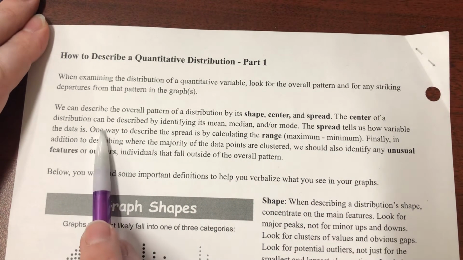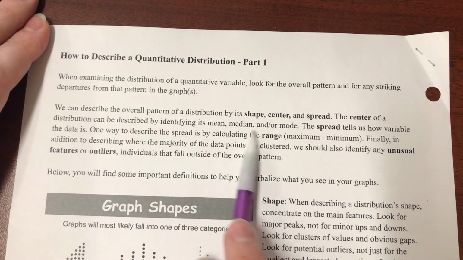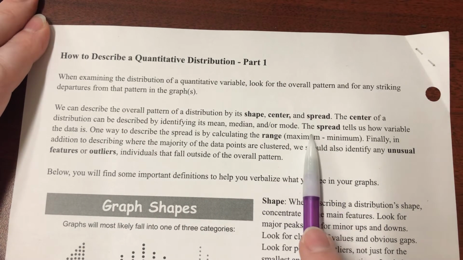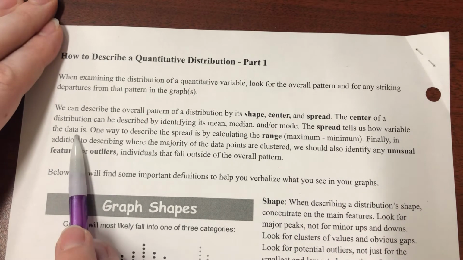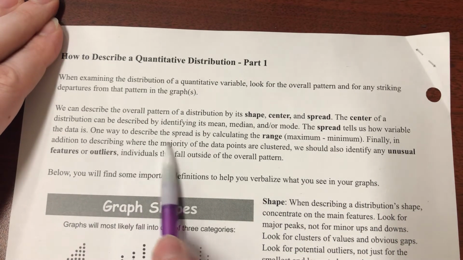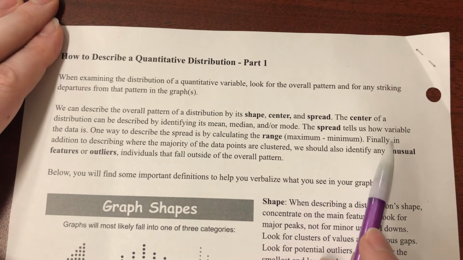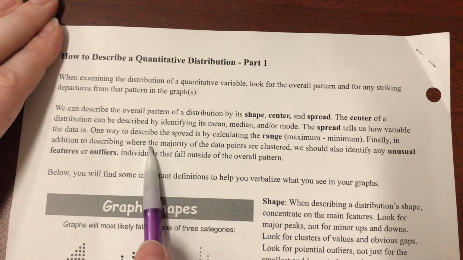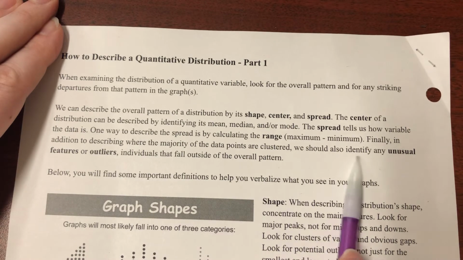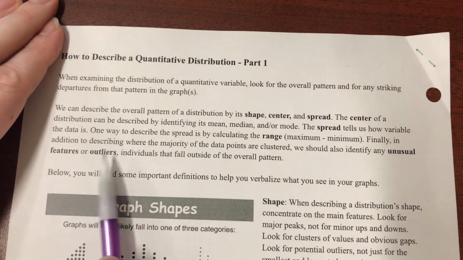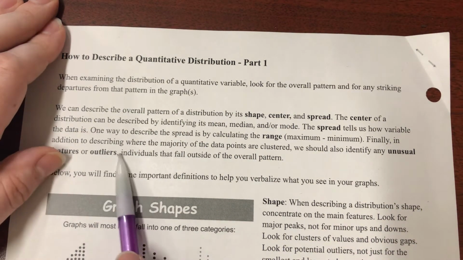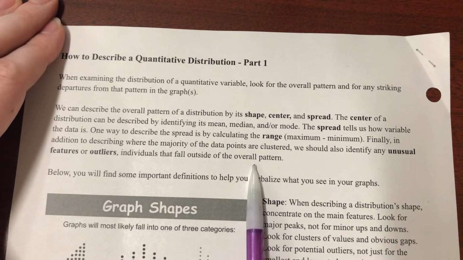The center of the distribution can be described by identifying its mean, median, and/or mode. The spread tells us how variable the data is. One way to describe the spread is by calculating the range, which is the maximum minus the minimum. Finally, in addition to describing where the majority of the data points are clustered, we should also identify any unusual features or outliers. These would be individuals that fall outside of the overall pattern.